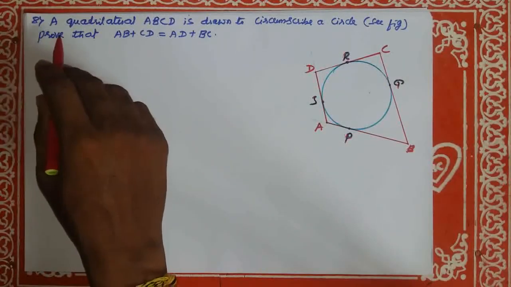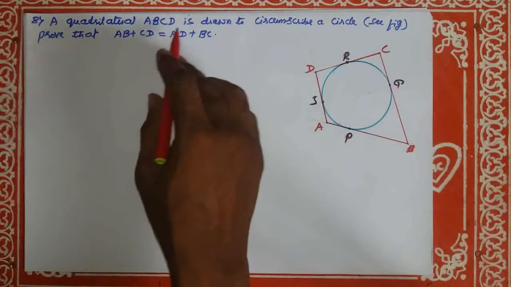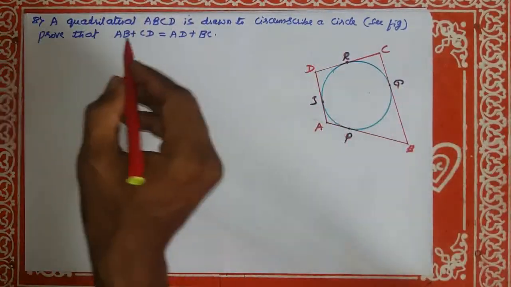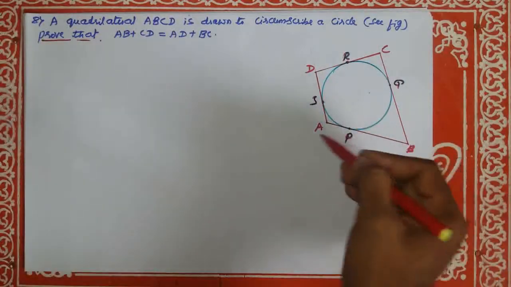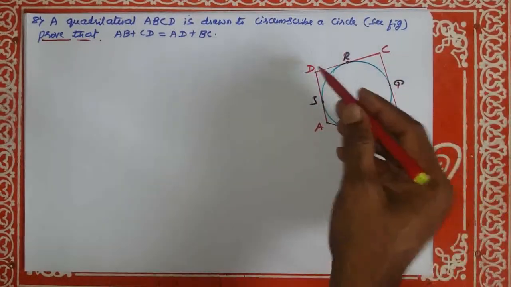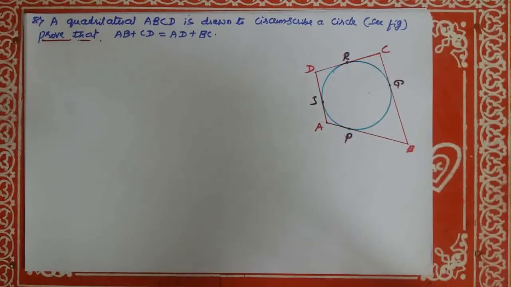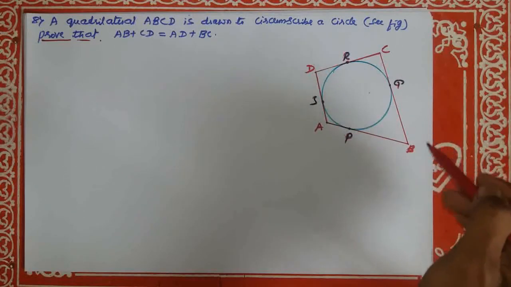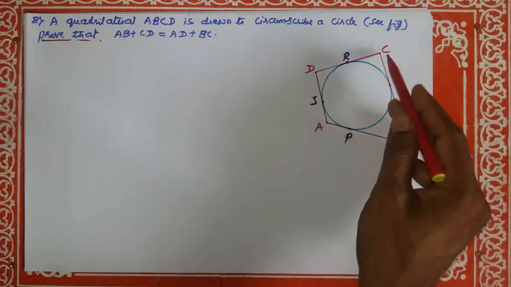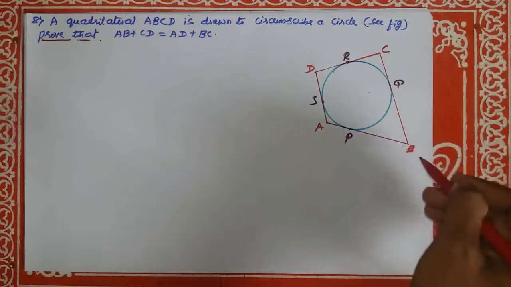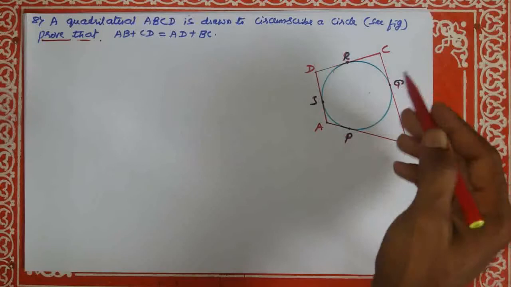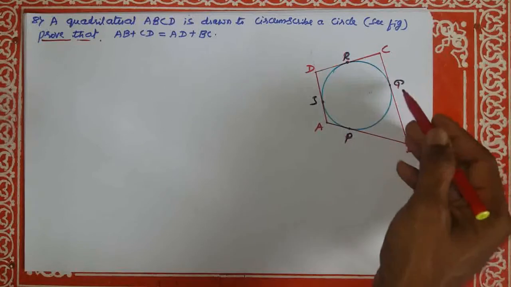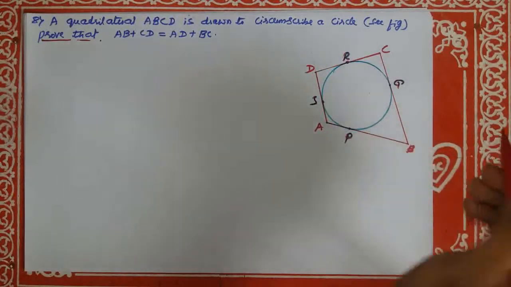Students, now let us discuss the 8th question. A quadrilateral ABCD is drawn to circumscribe a circle. Look at this figure. We need to prove that AB plus CD is equal to AD plus BC. Very easy it is. From the external points to a circle, these are tangents. AB is a tangent, BC is a tangent, CD is a tangent and AD is a tangent. The points of contact are P, Q, R, S, each touching at one and only one point.